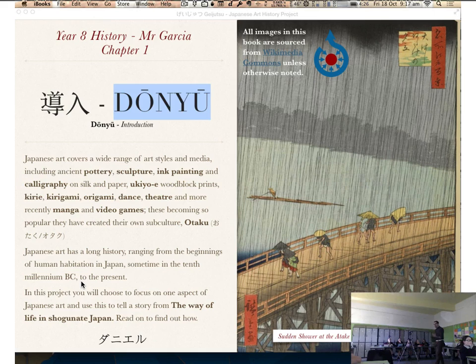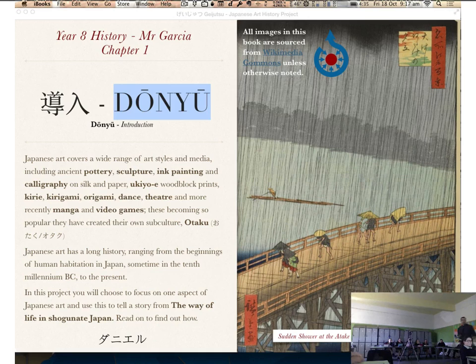Japanese art has a really, really long history as well, and it ranges from pretty much the beginnings of what I've got here as human habitation in Japan. So basically, since there have been people in Japan, they've been doing art, which is like most cultures. We've got art in Australia dating back to the first time, I guess, our native people were walking around the place. They were doing art as well. So it's got a really, really long history, all right? Pretty much from sometime in the 10th millennium BC to the present day.